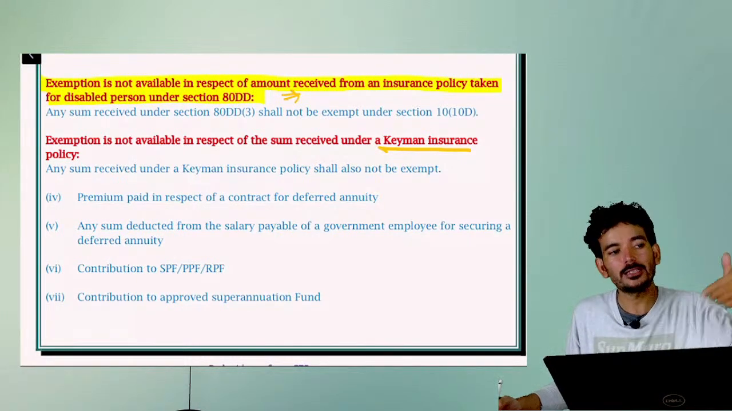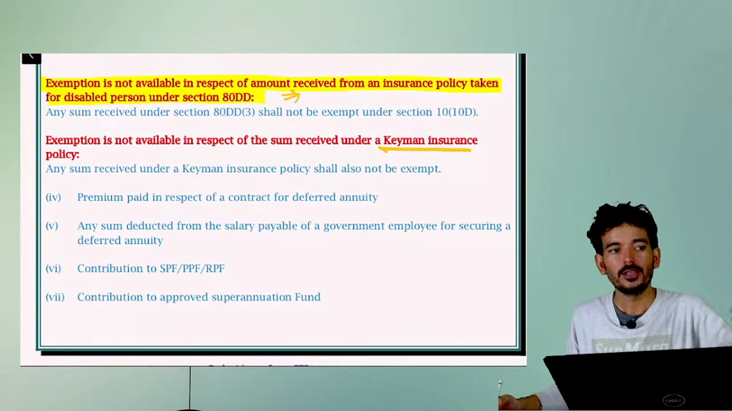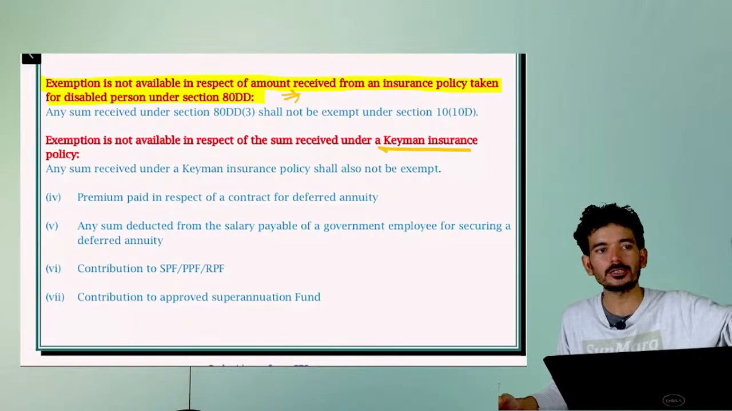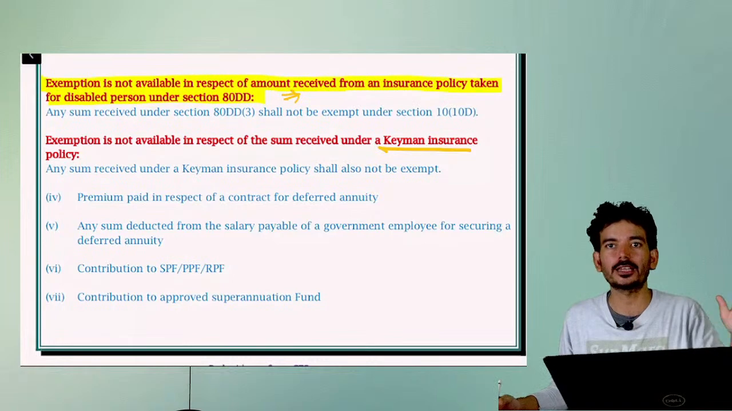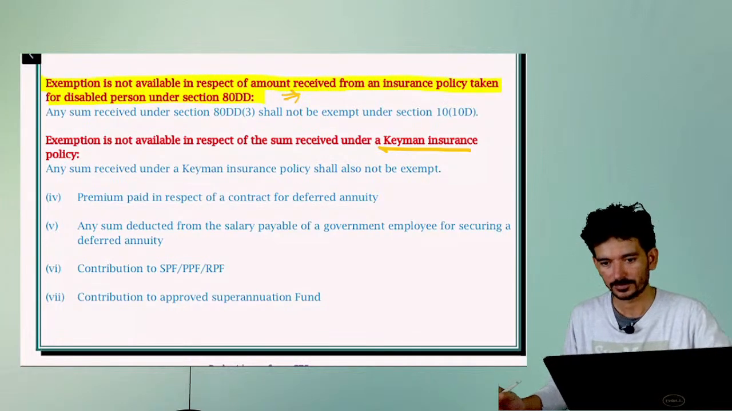If the money is received by that keyman himself, it is taxable to him as salary. If the money is received by any other family members, it is taxable to them as income from other sources. In all three cases, it is taxable. It is not exempt.